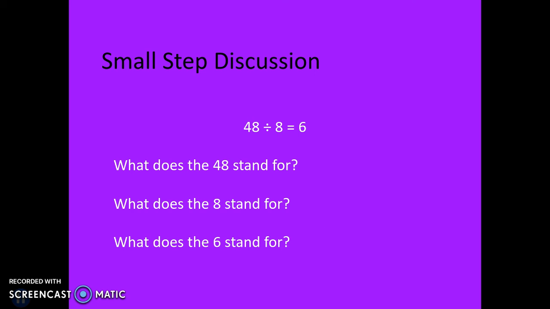So when we think of a division problem, we're thinking of, do we know the whole number? These two numbers here represent the parts that make up this whole number. So when I put these two together, remember we talked about that relationship with multiplication and division? We can use that inverse operation for division, which is multiplication. And if I multiplied 8 times 6, it equals 48.